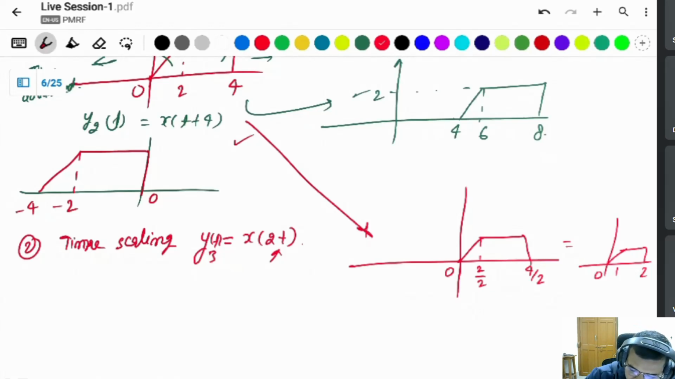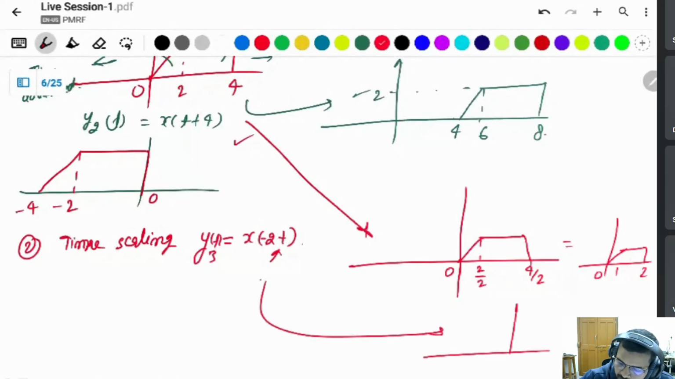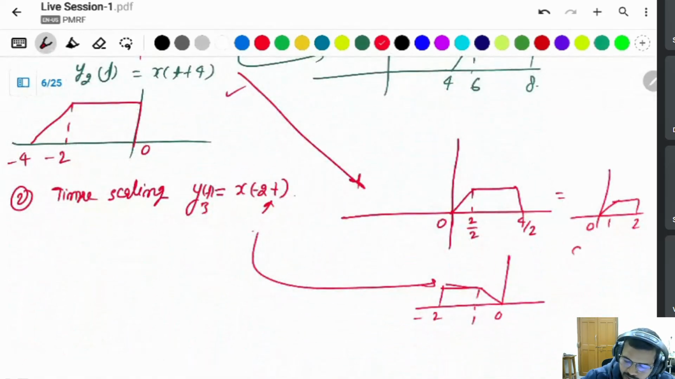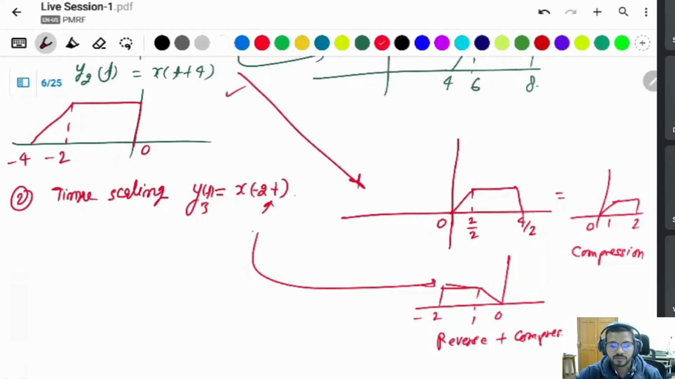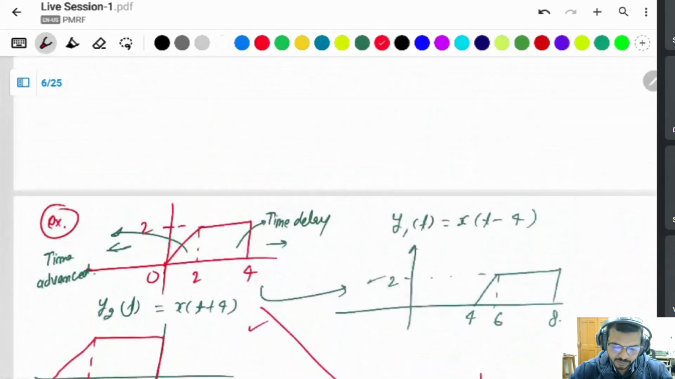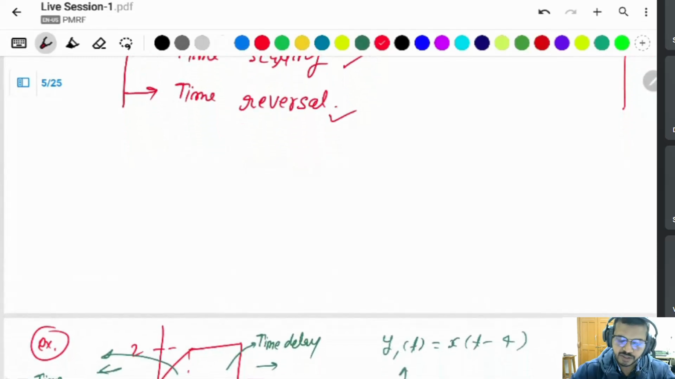Same thing, if you multiply by a negative time scaling, then what happens? The same figure will be changed, reflected to the left. We start from 5 to 1, 0. This is the compression. Reverse plus compression. This is the time reversal.